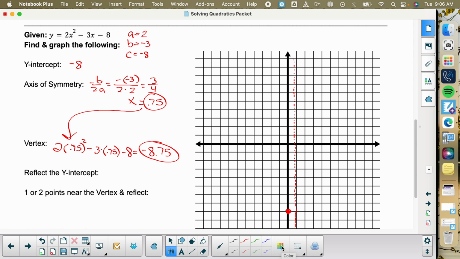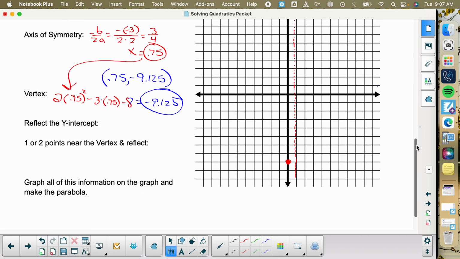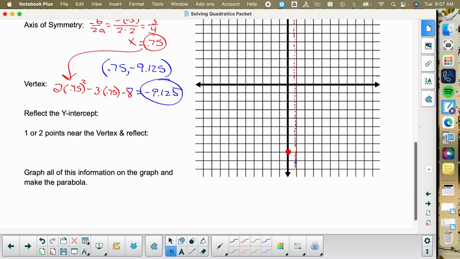Okay, so we got 2 times 0.75 squared minus 3 times 0.75 minus 8. I got negative 9.125. So this gives me the point 0.75, negative 9.125, which is way down at the bottom. So 9.125, right below 9.